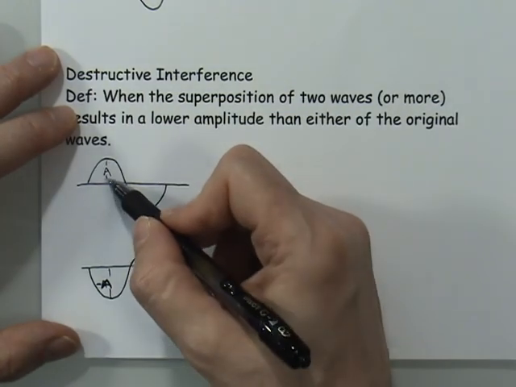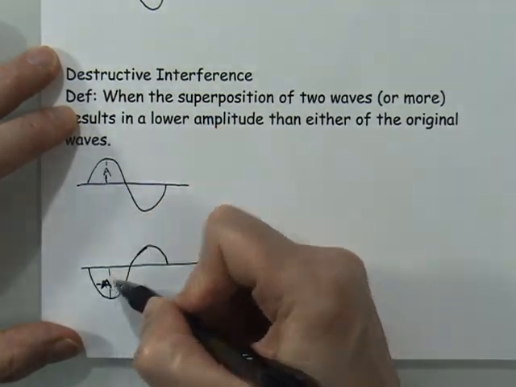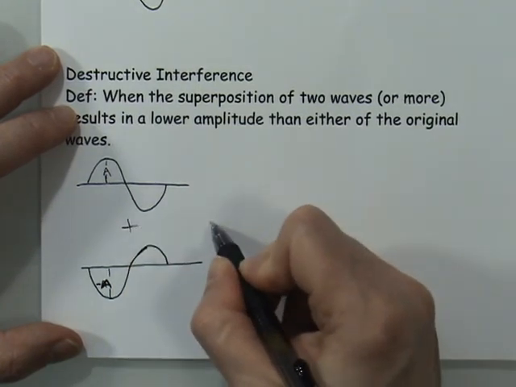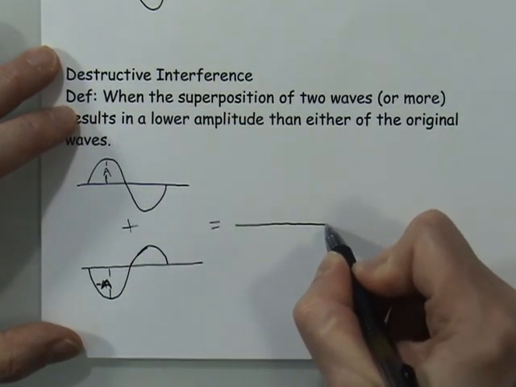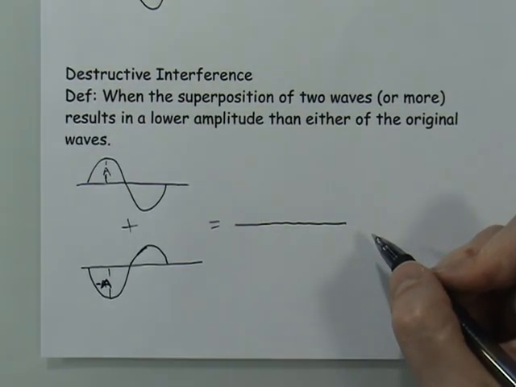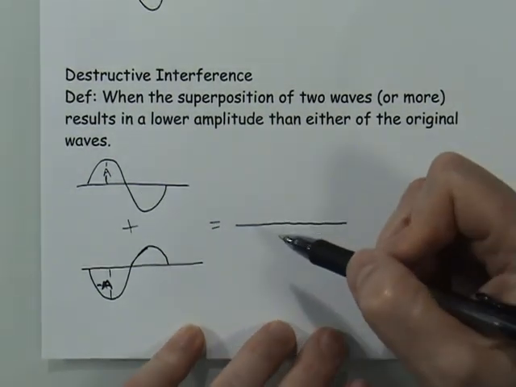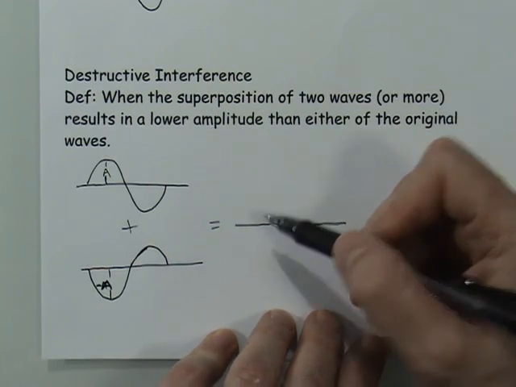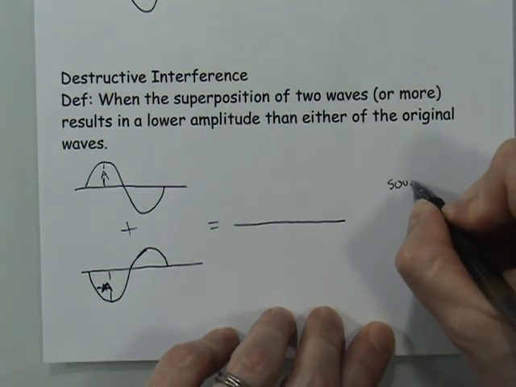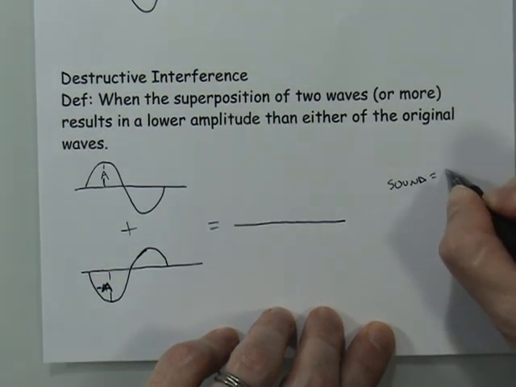And of course, when I add positive A to negative A, the result is going to be complete cancellation. So instead of getting a much larger wave, what I end up with is a much smaller wave. And in effect, if this was sound, you wouldn't hear anything. There would be no noise at all.